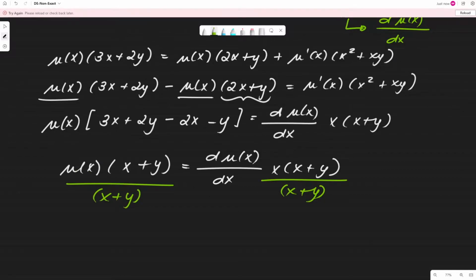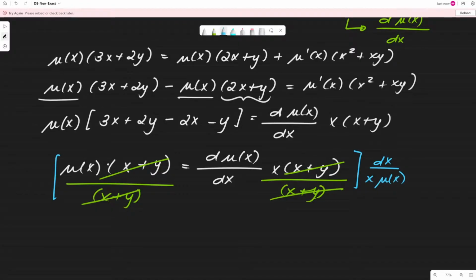There should be no other variables aside from x, no? So we can divide both sides para ma-cancel 'to. Diba? So technically, we have mu of x is equal to d mu of x over dx times x. Diba? So I will multiply, no? Anong gagawin natin? Para maging variable separable siya, I will multiply dx over x times mu of x.